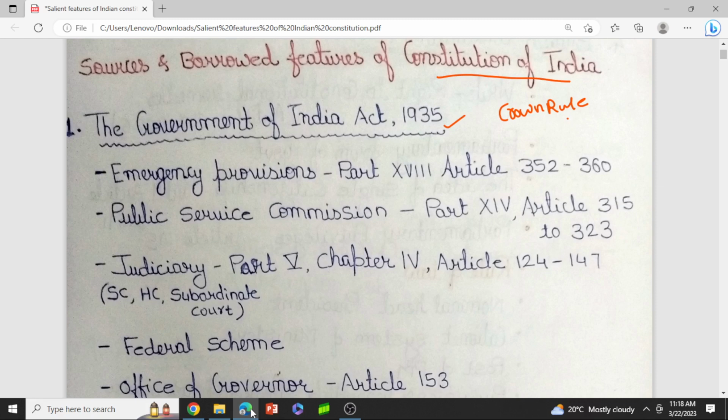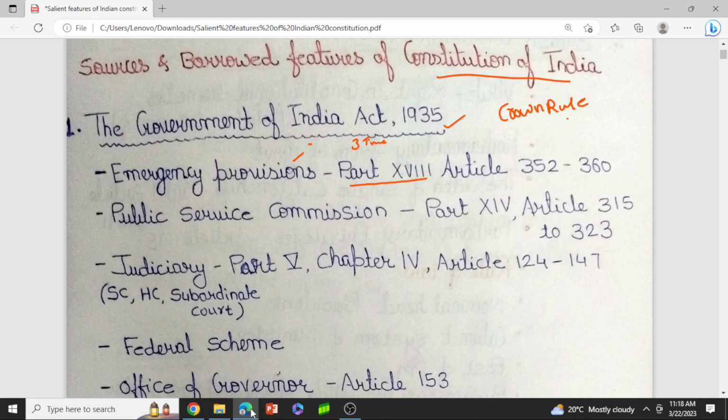Emergency provisions. So we have three kinds of emergencies: national emergency, presidential rule, and financial emergency. And it has been only 3 times when emergencies have been declared in India. So the emergency provision has been taken from the Government of India Act, which is covered in Part 18, Article 352 to Article 360.